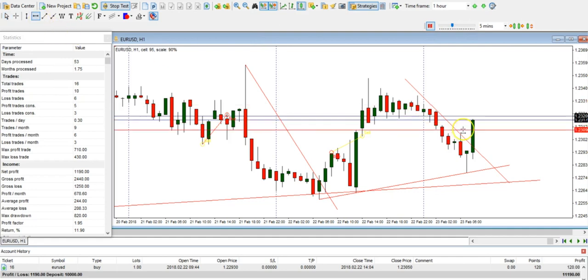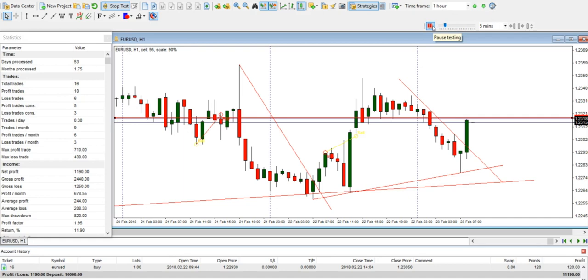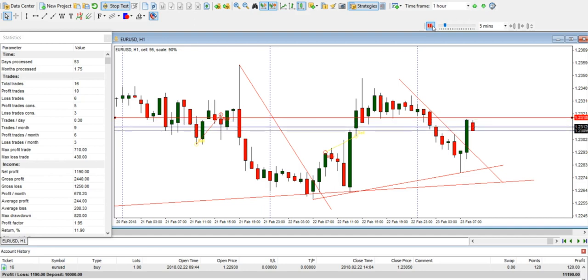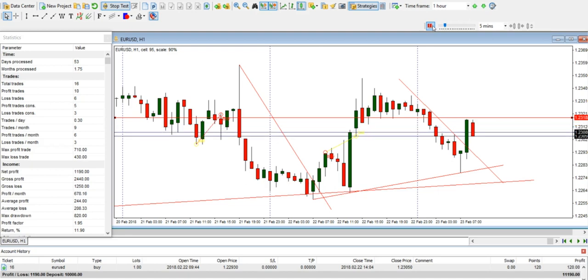Okay, so got a big bullish bar here. Gonna slow her down. It's when the actual candle goes through the price, not the bid or ask, the candle.